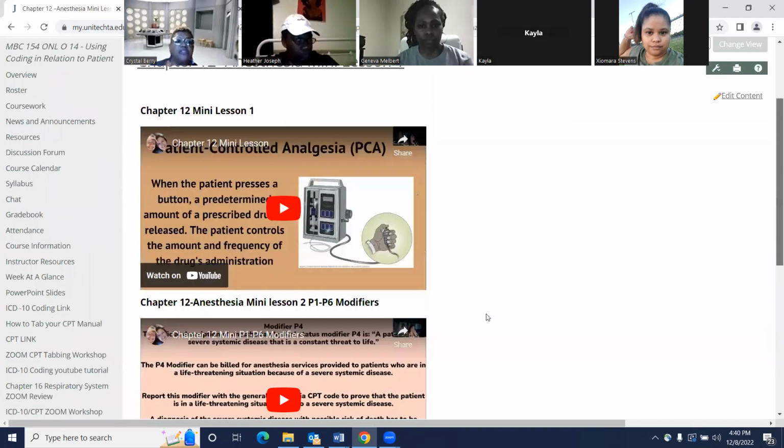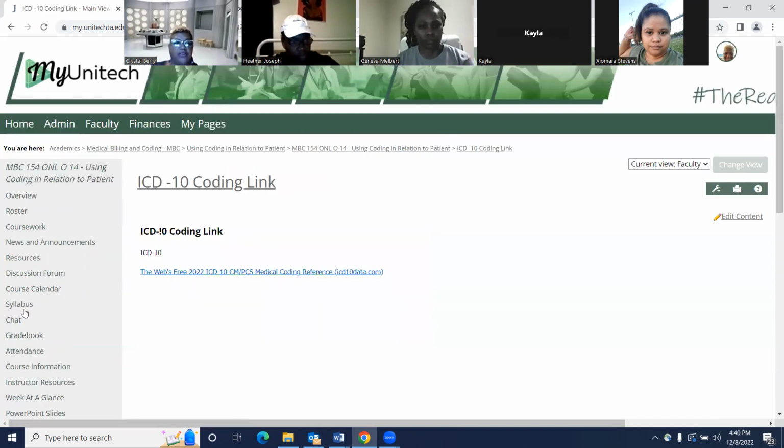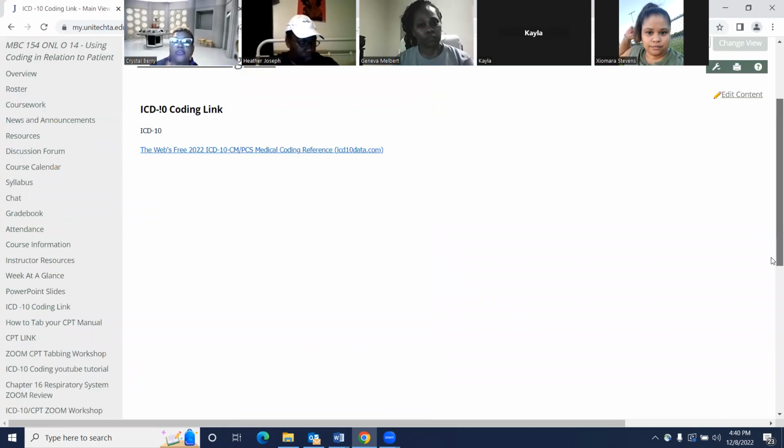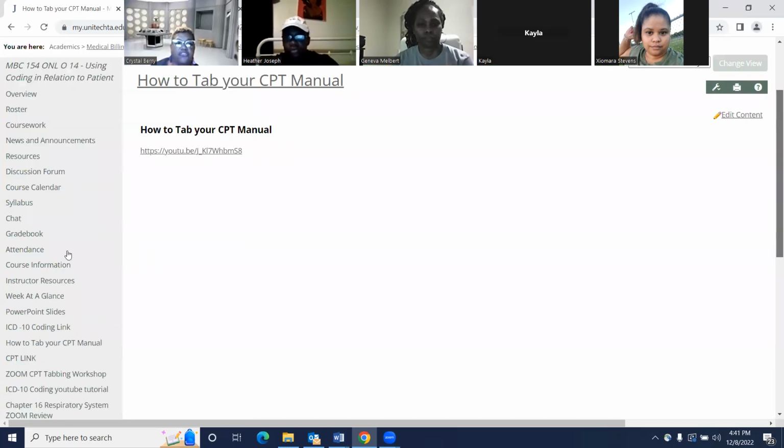For the new students, your ICD-10 coding link is right here. If you don't have the book, so you don't know how to really use the book right now, you can find that. Your CPT link, how to tab your CPT manual. Remember, you must tab your CPT manual. I'll be checking those from time to time. This is the video on how to tab your CPT manual. Everything you would need to know is in this gray section.